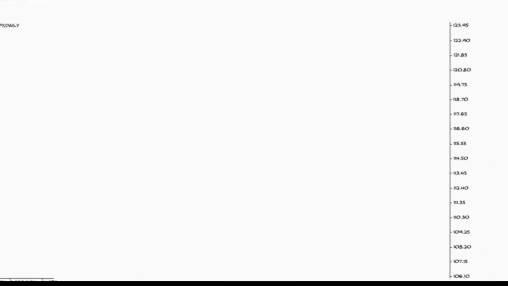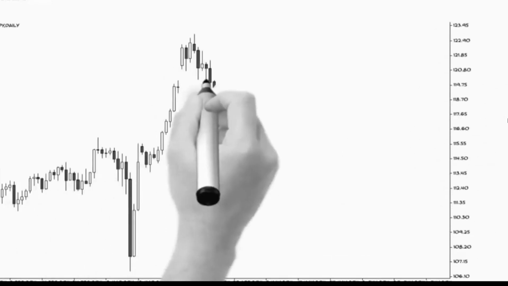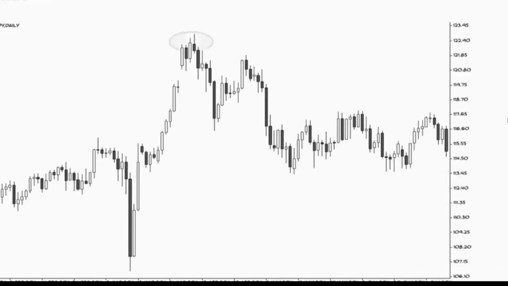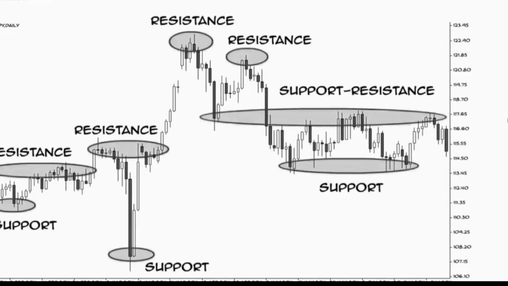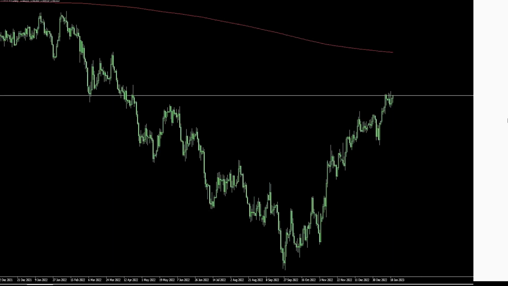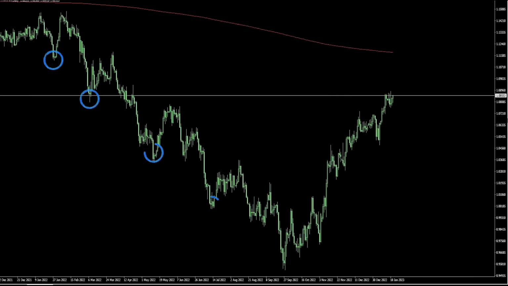Supports and resistances, bread and butter for traders. The market repeats itself, but not in the same way. The main idea is very simple. We try to predict the market by using historical data. Support and resistances are some important past price areas where we are expecting future prices to react.